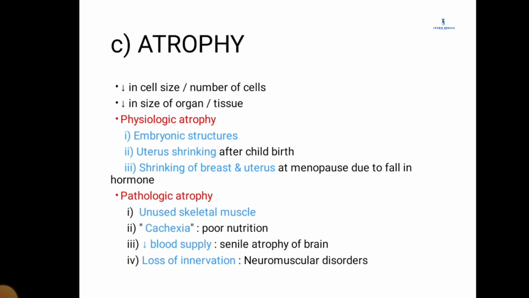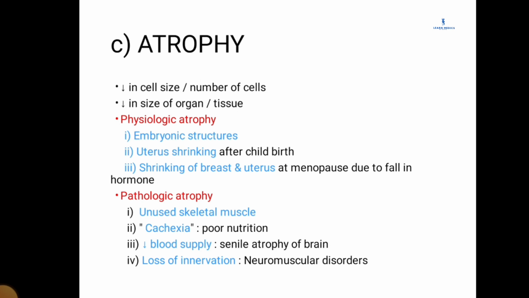So the uterus shrinks after childbirth. And the third one is shrinking of the breast and uterus at menopause due to a fall in hormones. These are all classical examples of physiological atrophy. And pathological atrophy has several examples, like unused skeletal muscle.